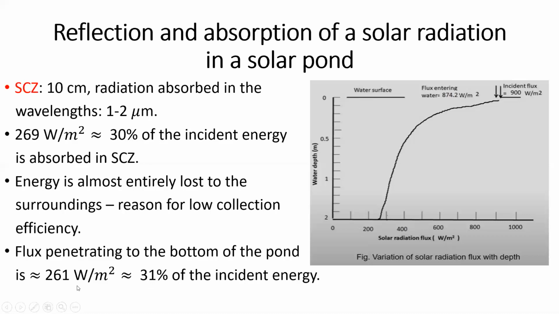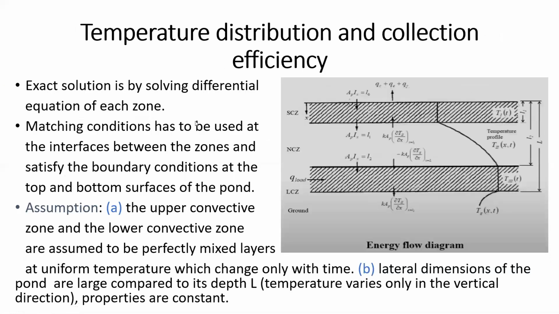Concentrating to the bottom of the pond is almost 81% of the incident energy. So the reason for the low efficiency is that the collection efficiency is indicated by the variation of solar radiation flux with depth by this diagram. Temperature distribution and collection efficiency are indicated by this, the surface convective zone.